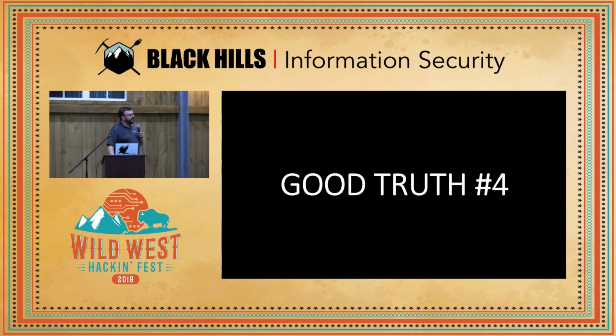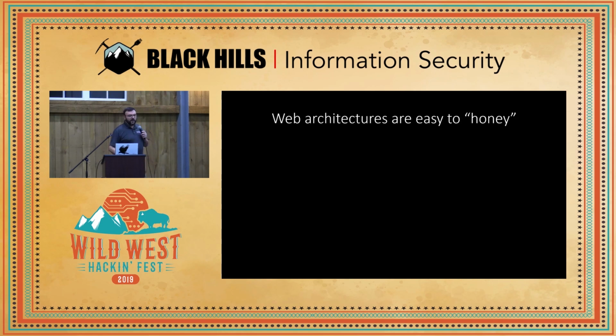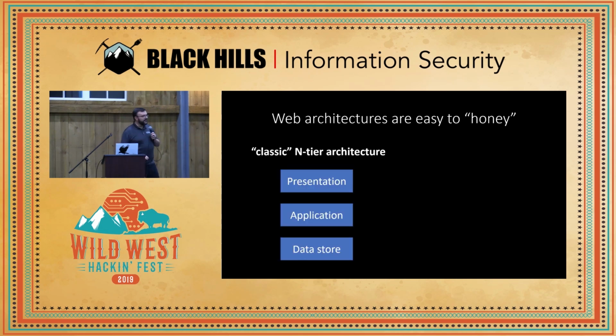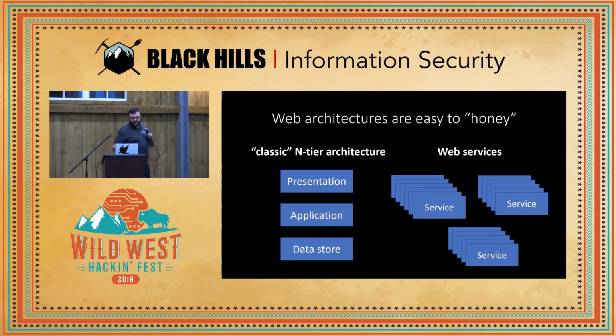So let's talk about good truth number 4, and this is probably the coolest bit of this talk. Web architectures are very, very easy to honey. Whether you're talking your classic N-tier architecture where you've got a presentation layer, application layer, and a data store, or you're talking some sort of web services where microservices in the cloud, perhaps, are doing web stuff, the good news is these are easy to honey. A lot of people, especially newer clients, look at this and say, Mick, so where are we going to deploy the honeypots? And I say, yes. We're going to deploy the honeypots everywhere.